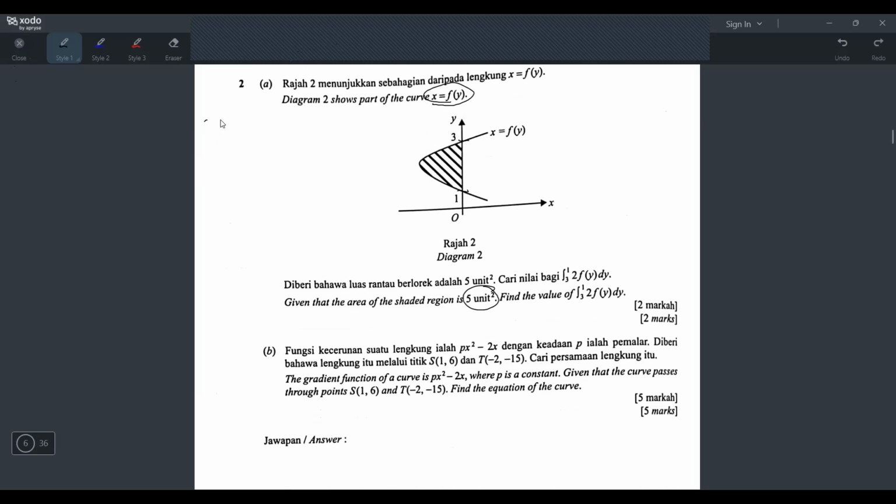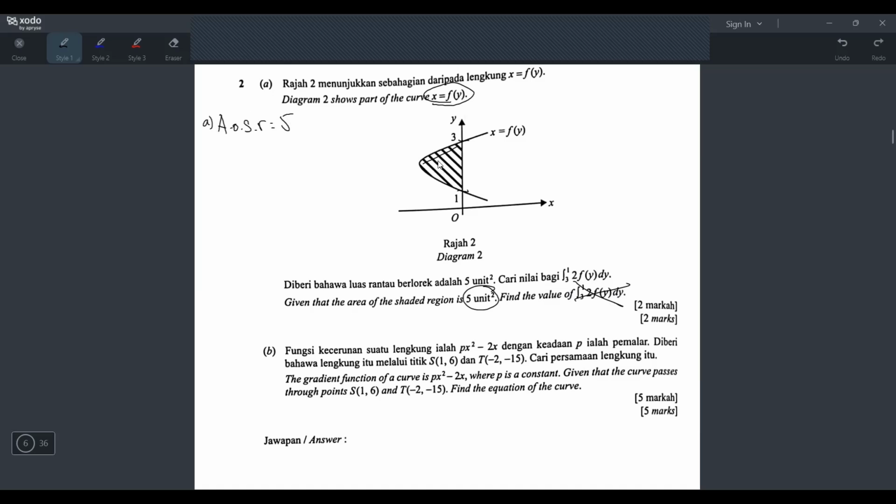Okay. So they say given that the area of shaded region is 5 units squared. Let's write it down. Soalan A, area of shaded region equals 5. It means this region lah. And then they say find value of integral from 1 to 3 of 2 fy dy. Okay, don't look at this first, right? If you look at this, it will confuse. You will get confused, right? Just focus on the information.